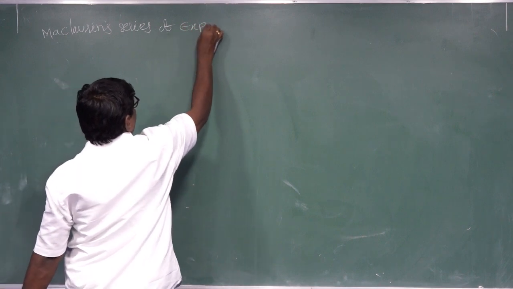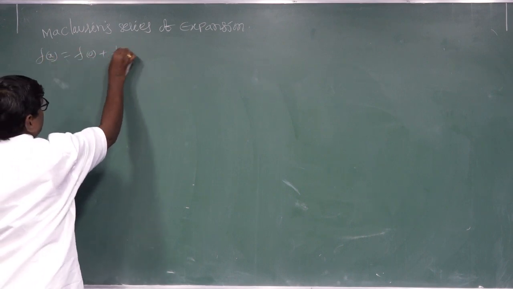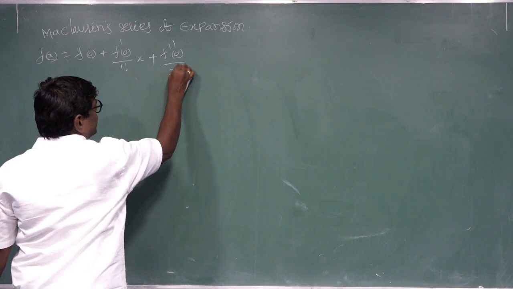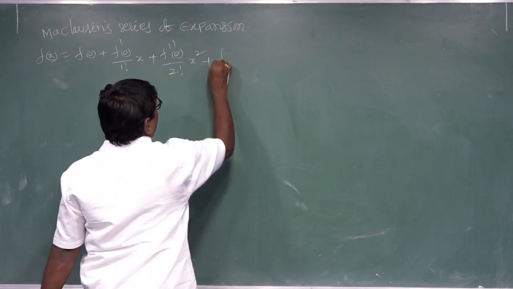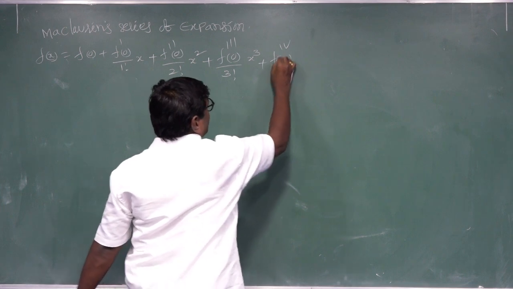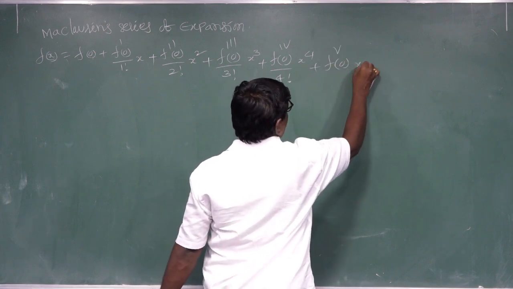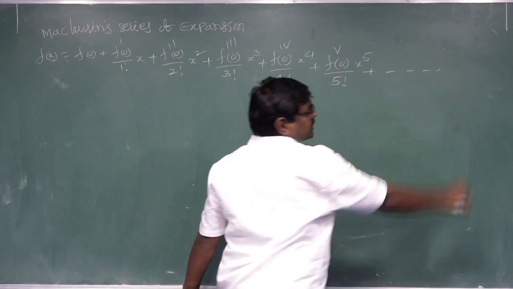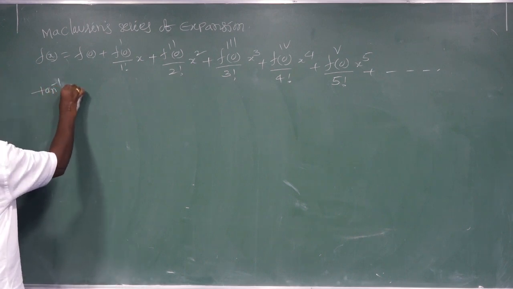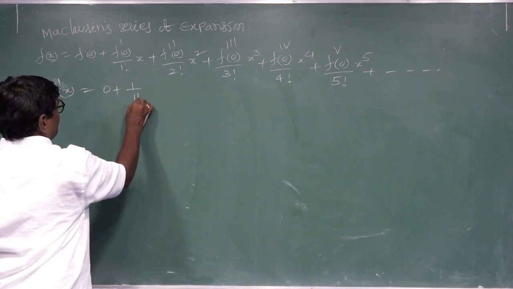The expansion is f(x) = f(0) + f'(0)/1! x + f''(0)/2! x² + f'''(0)/3! x³ + f⁗(0)/4! x⁴ + f⁽⁵⁾(0)/5! x⁵ + ... Substituting the values, f(x) = tan⁻¹x = f(0) = 0, plus f'(0) = 1, so 1/1! x.